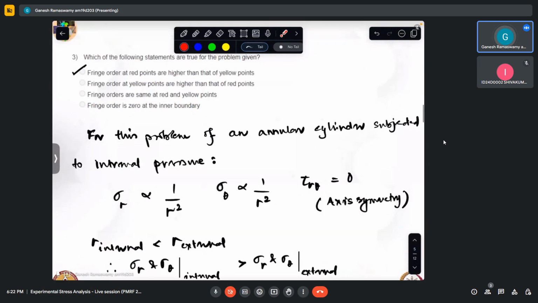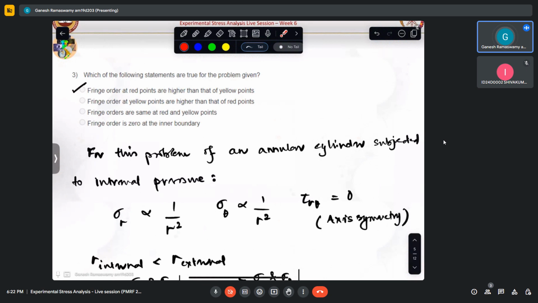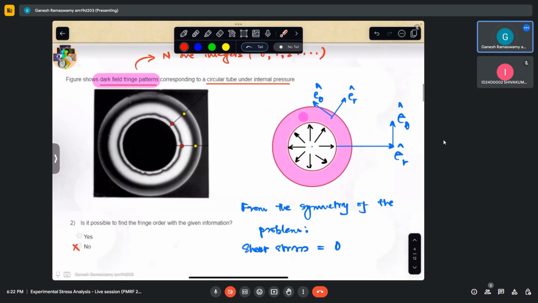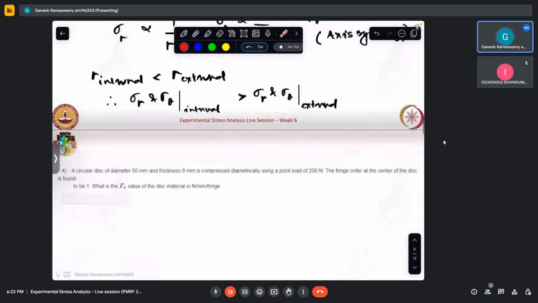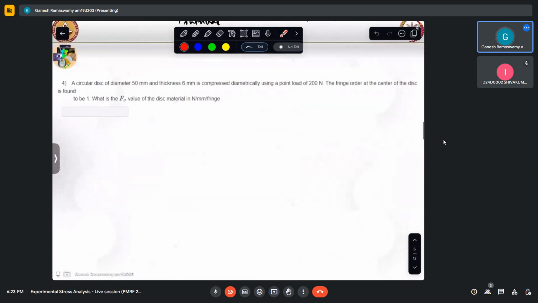So this also doesn't apply. So the fringe order at the red points are higher than that of yellow points. So this is the correct answer for this. So I hope that that is clear. If there be any questions, please feel free to ask. In the meantime, I'll move forward.